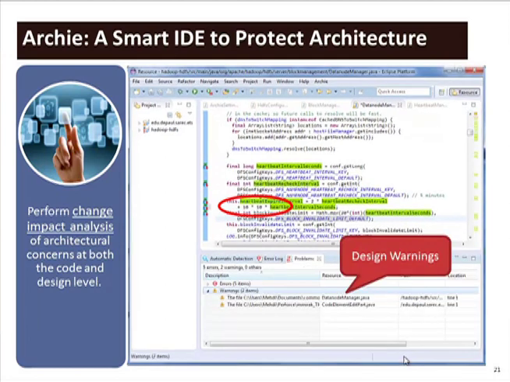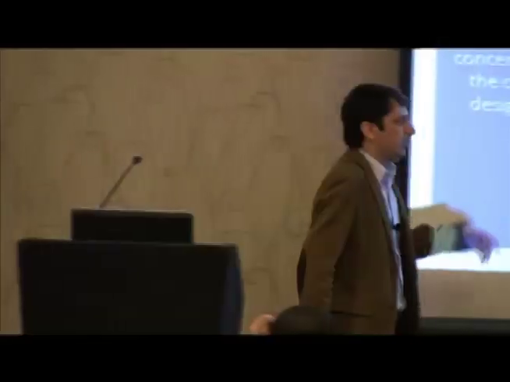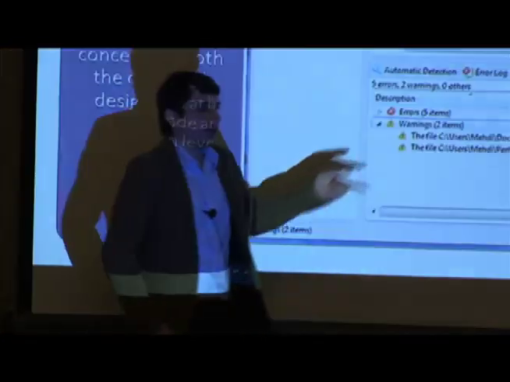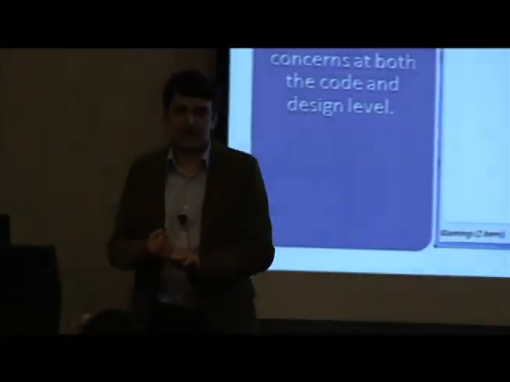At the same time, Archie shows a warning message in the developer's warning list, which is basically a design warning. The developer sees it, and if they accept it, indicating that, hey, I looked at my change, I realized that I haven't violated anything, that's okay, don't show me this warning anymore, Archie basically ignores it. But if they don't perform a code review, that message would stay there.